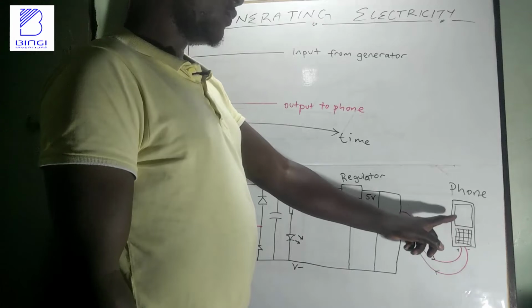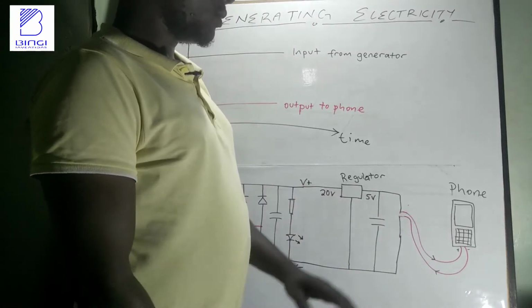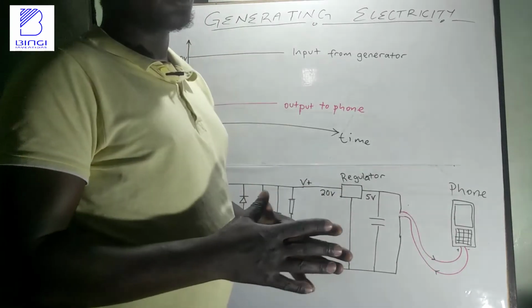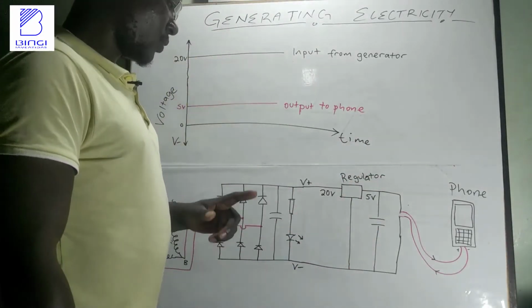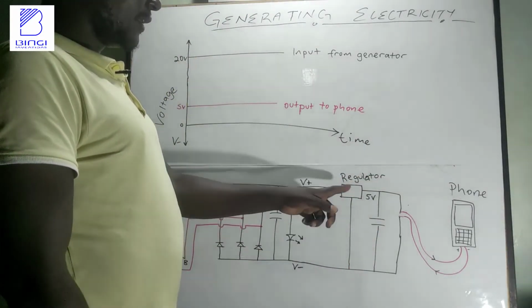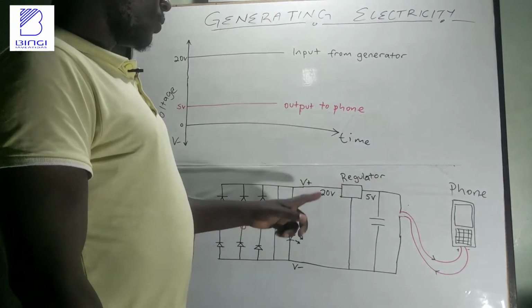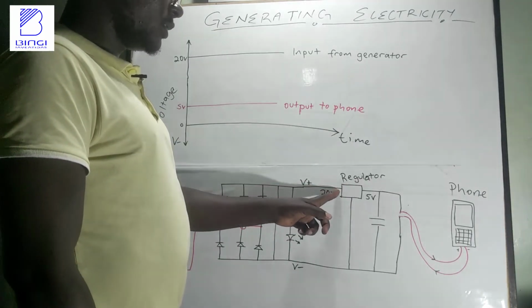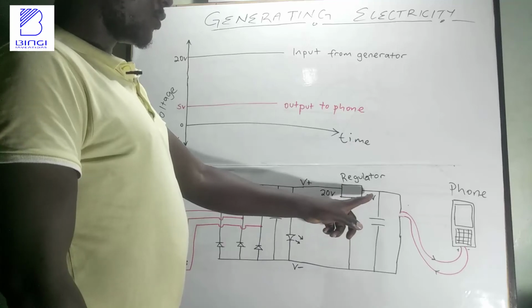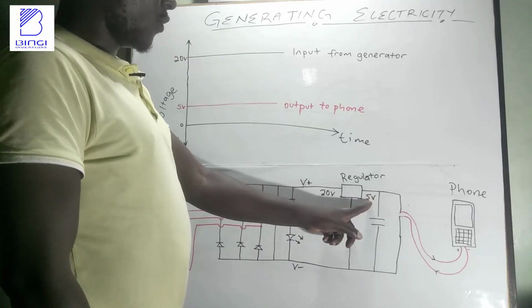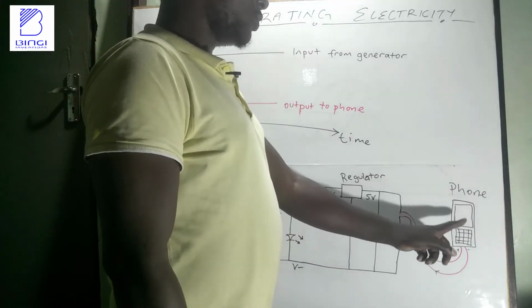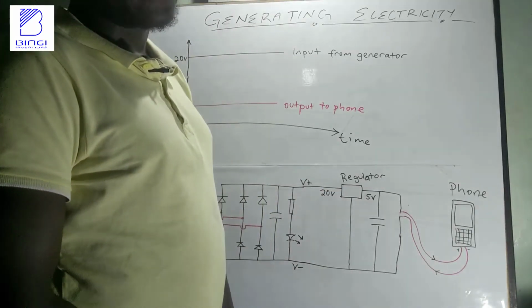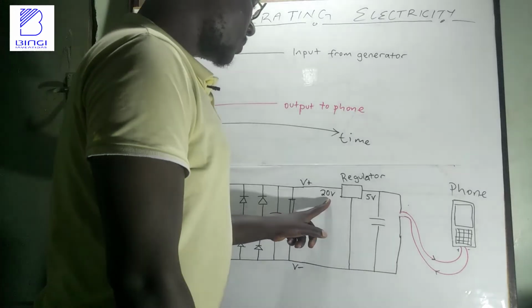If you feed these 20 volts into a phone, the phone will get damaged because a phone is designed to use only 5 volts to charge. Because of this problem, there is a device called a regulator which inputs higher voltage and outputs a constant 5 volts, which is friendly to the phone to charge properly without damage.